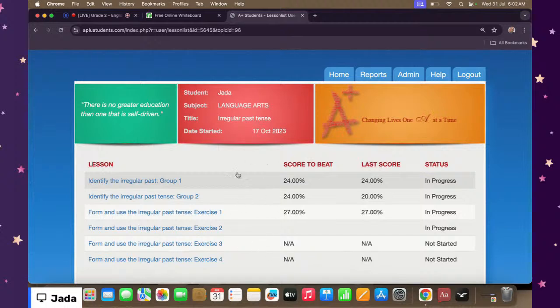So we have 6 lessons from the irregular past tense. We will complete 3 of the lessons today. So the first one that we will be having is identify the irregular past group 1.